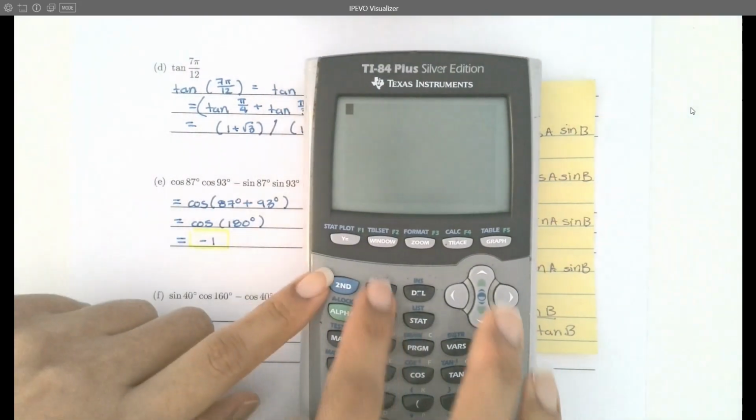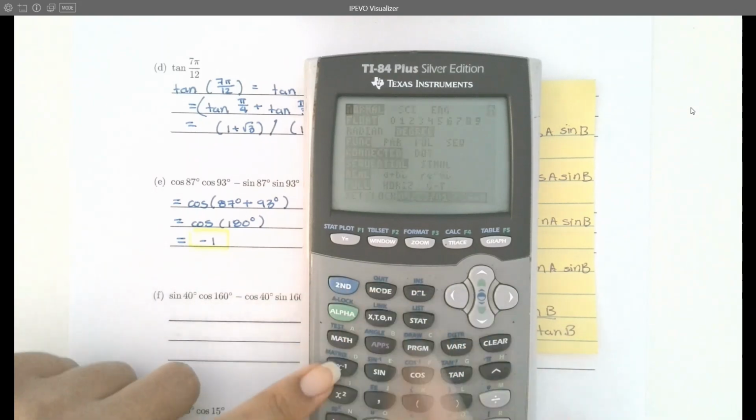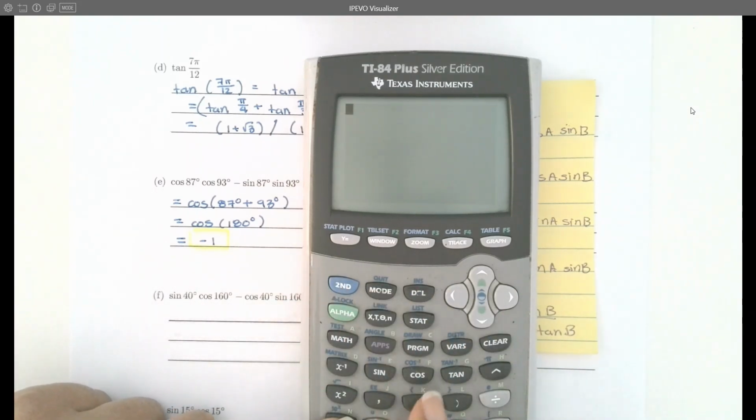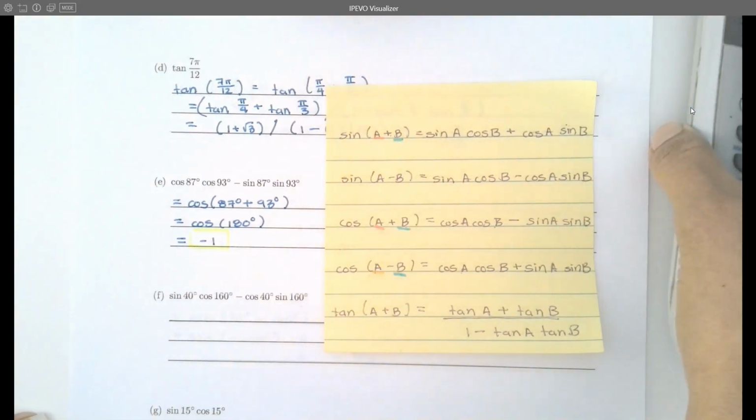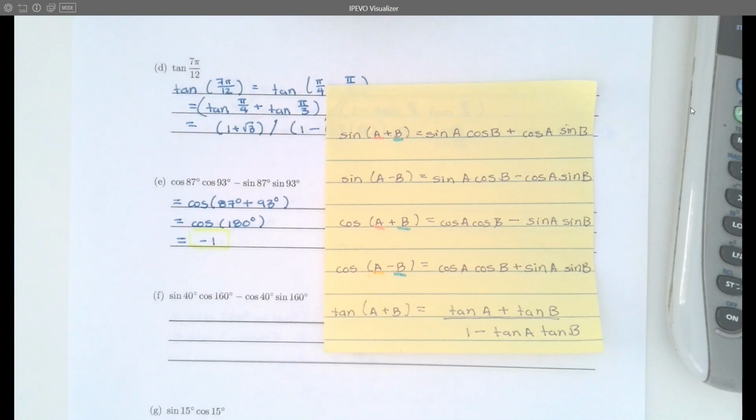On the calculator, let me just make sure we're in degrees. Yep. If you take cosine of 87 degrees times cosine of 93 degrees minus sine of 87 degrees times sine of 93, we get -1, which is precisely the answer that we got from the sum of cosines formula.